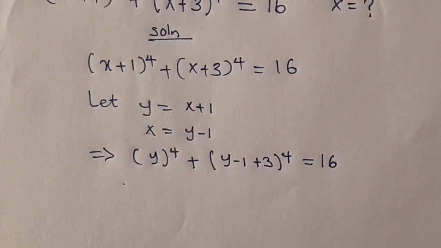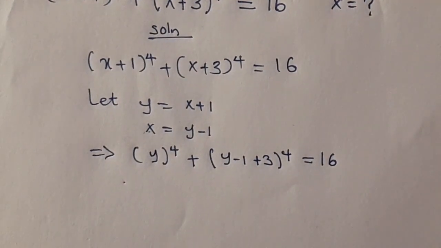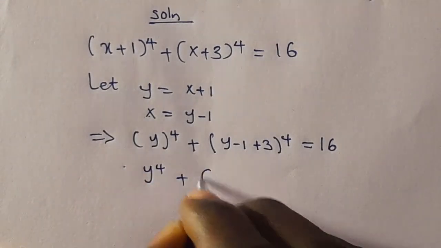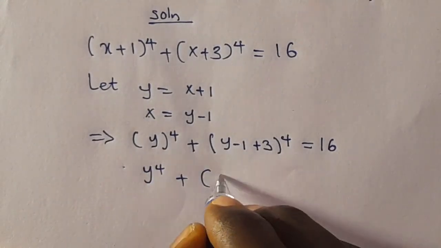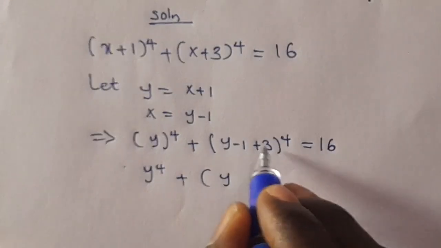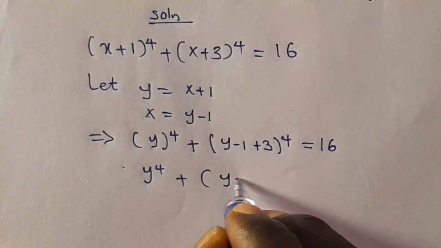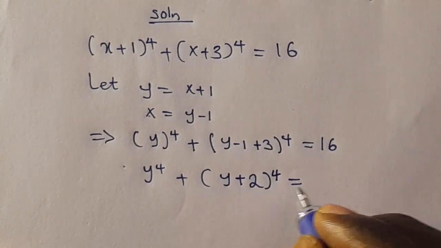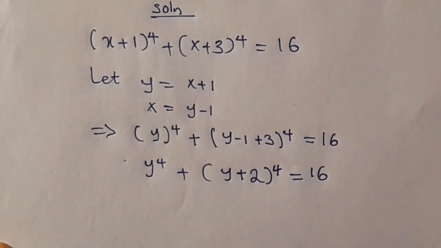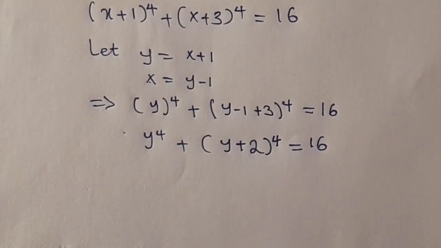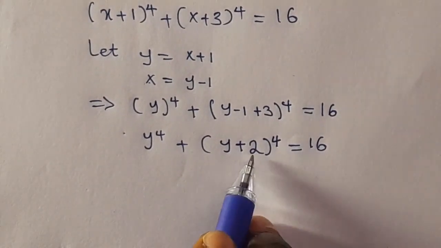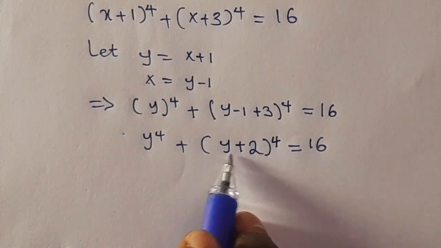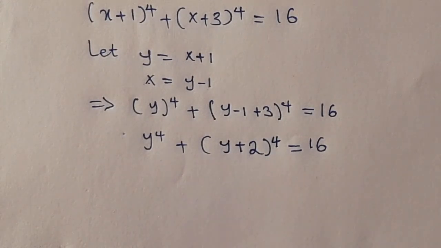So now guys, from here we are going to have y^4 + (y - 1 + 3), which equals y + 2, all raised to the power 4 equals 16. Now to expand this, we have to recall Pascal's triangle. To expand this one, let us use Pascal's triangle.